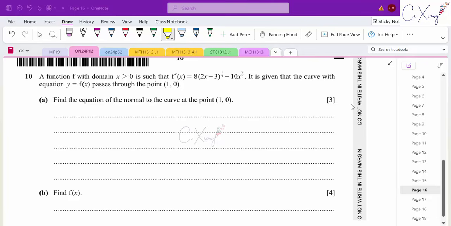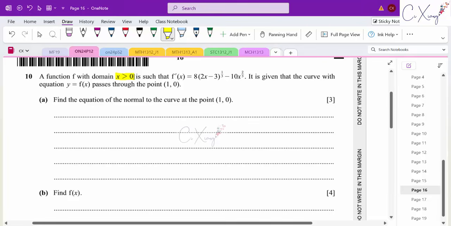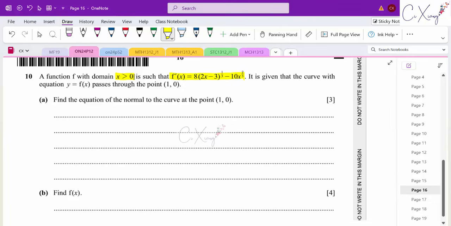Okay, so we are now at question number 10, which is the last question for this paper. We are having a function f with the domain x greater than 0. And then we are having this f prime x equals to this equation. It is given that the curve with the equation fx passes through the point 1, 0. This is one of the passing points for the curve. And then find the equation of the normal to the curve at the point 1, 0. Okay, so they're asking us to find the normal to the curve.